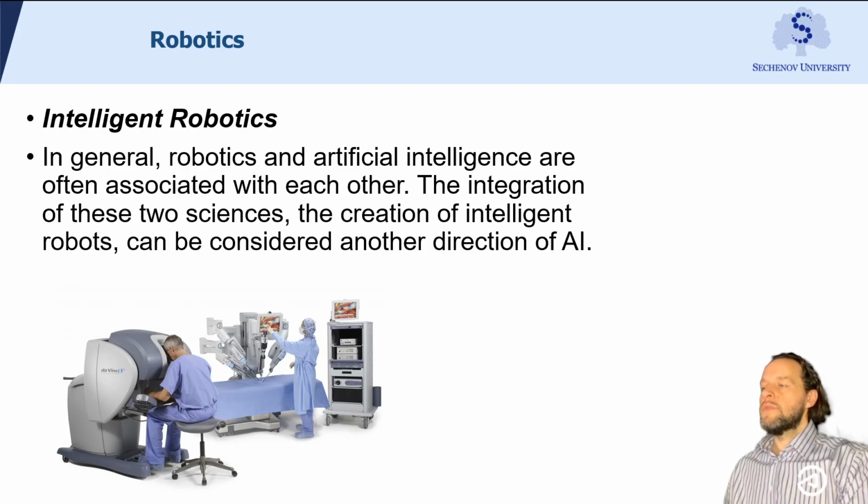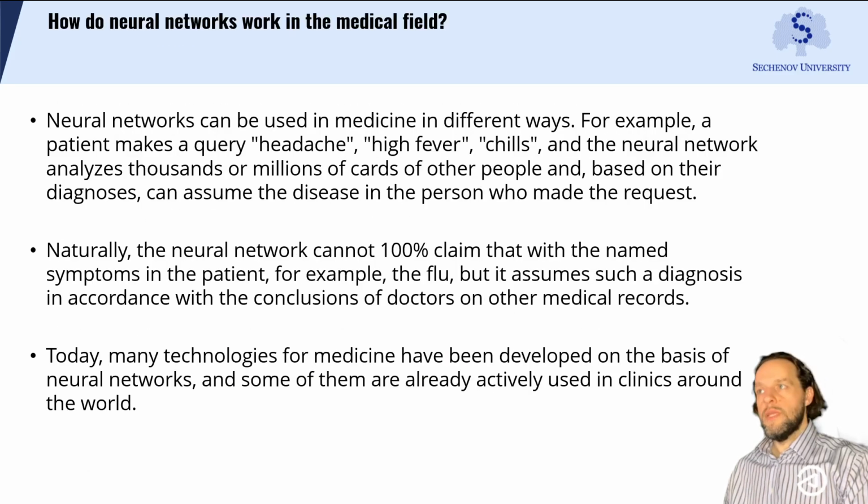And there are a lot of applications in robotics, and we have separated tasks to be solved in this area: object recognition and data processing, decision making, and so on. Neural networks can be used in medicine in different ways.